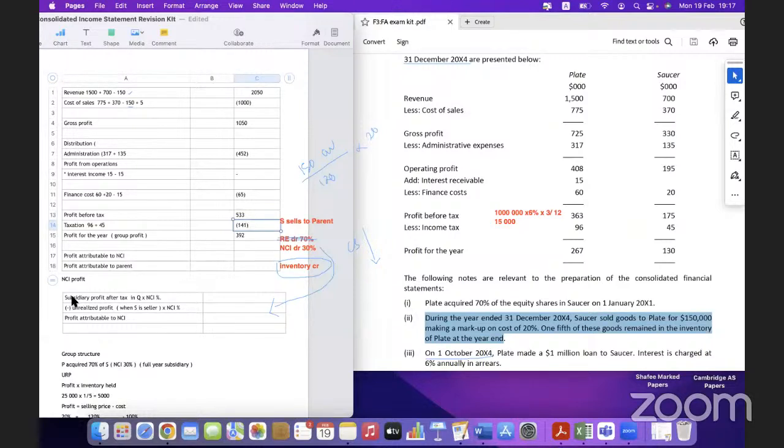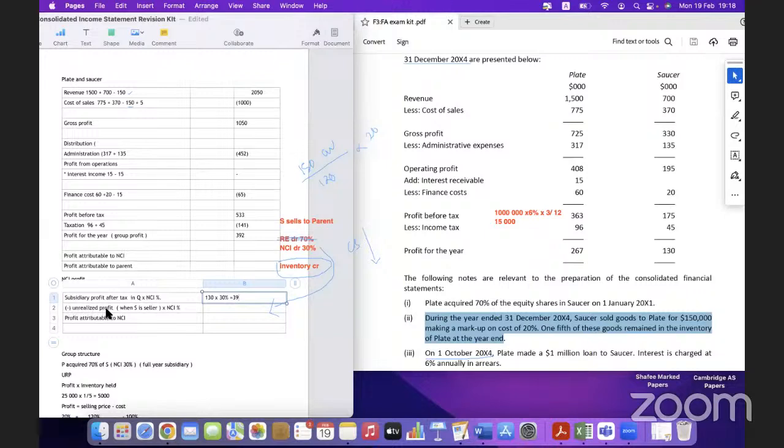Okay, now, guys, look at this part. How to calculate NCI profit? Like this: subsidiary profit after tax in the question. This is the question, this is the subsidiary. His profit after tax is 130. Right, 130 here. Into the NCI percentage. What's the NCI percentage, guys? 30%. 130 into 30%, the answer is 39.